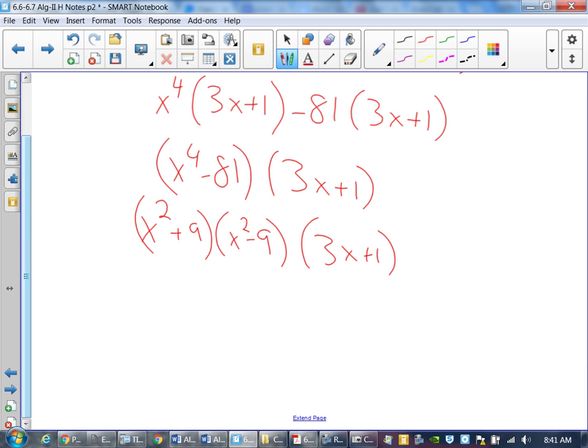Now in this case, I think this one was solved for all the zeros, correct? Now I can stop and do all my zeros. I have plus minus 3i, plus minus 3, negative 1/3.